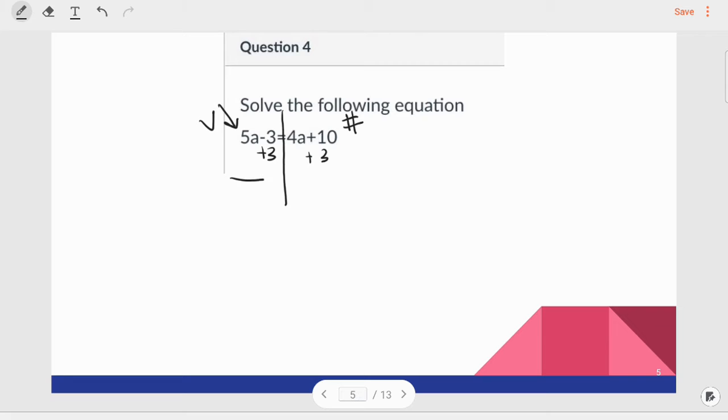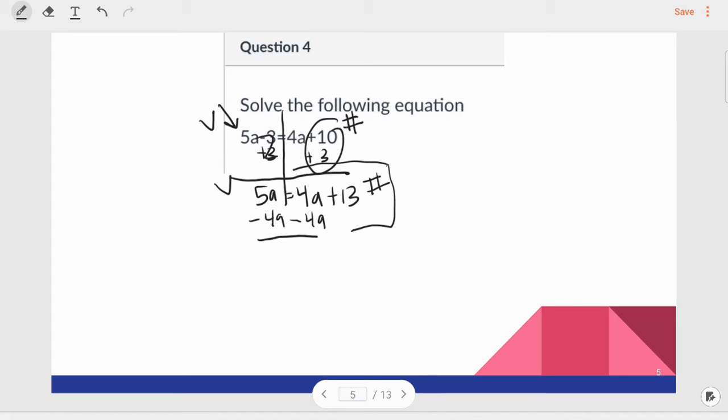Remember to line up just my numbers. I'm going to put that 3 underneath the 10, and I'm left with 5a, because this zeroes out, equals 4a, and 10 plus 3 is 13. Still keeping track of which side is my variable side and which side is my number side, because this right side is my number side, I am going to get rid of 4a, and because it's positive, I'm going to subtract. And as I simplify, I'm left with 1a is equal to 13.